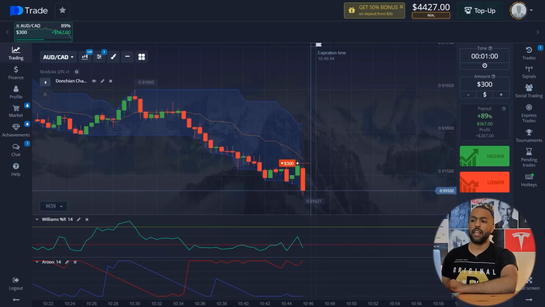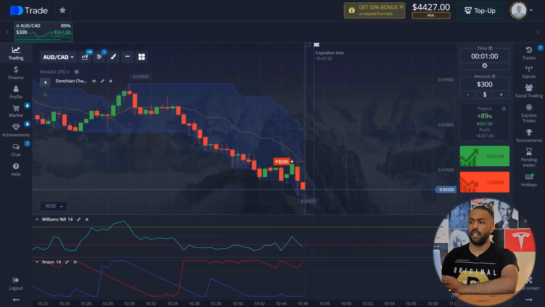In addition, the Aroon indicator did not change its data. The red line still remained above the blue one. And as I said earlier, this indicates that the downtrend still prevails over the uptrend. But since the signal from the Williams indicator was the opposite, this trade may not end as I expect. But let's see, only time will show.